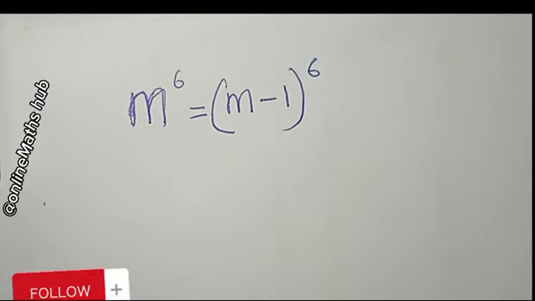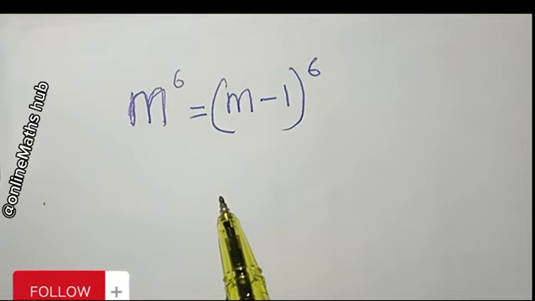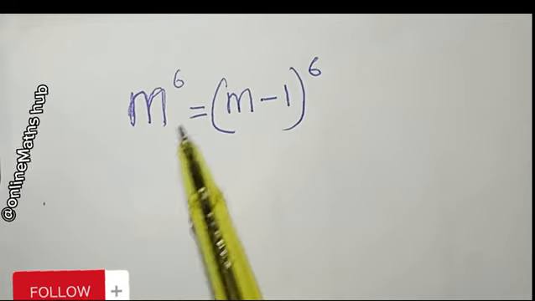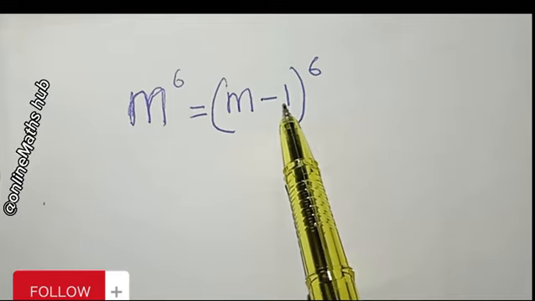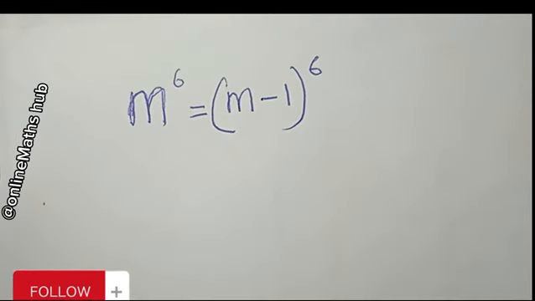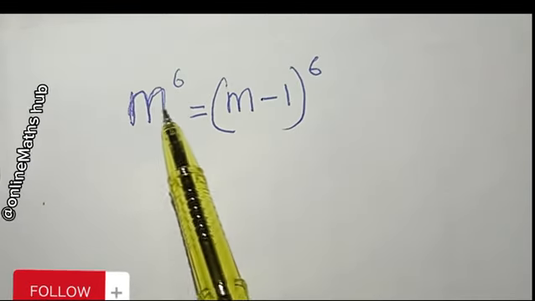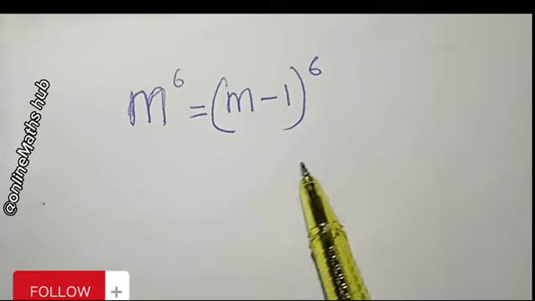We are going to be solving this problem right here. What we have here is m power 6 is equal to (m minus 1) all power 6. We want to find out the values of m that actually satisfy this equation.